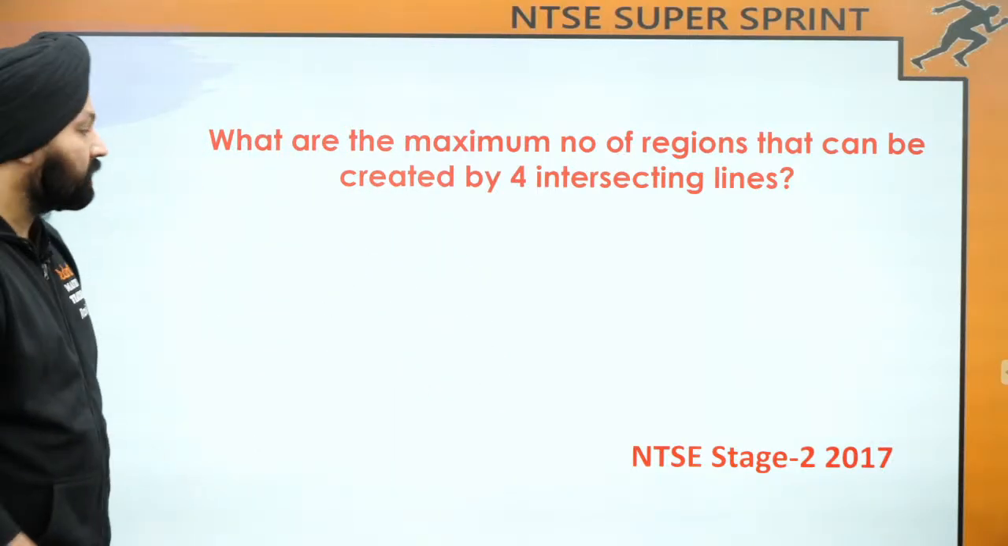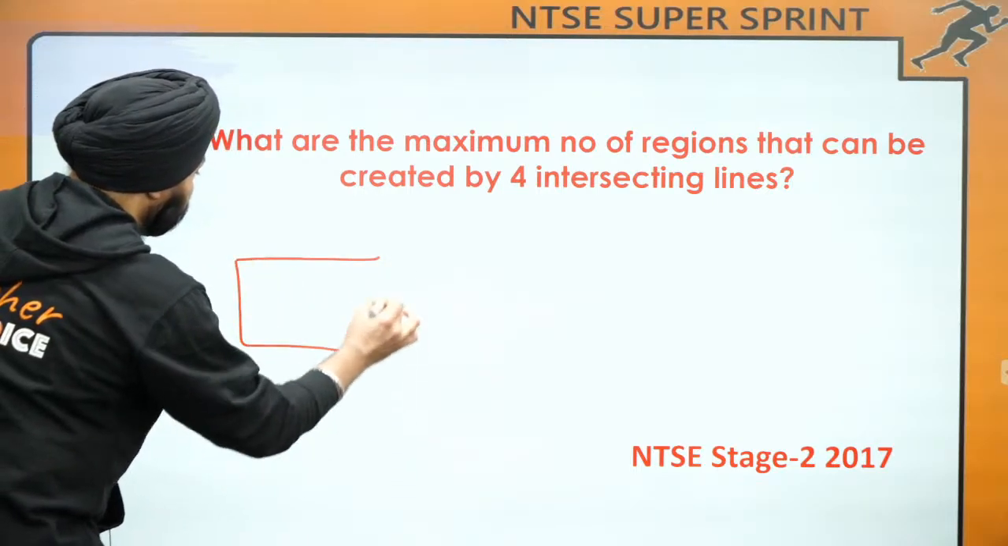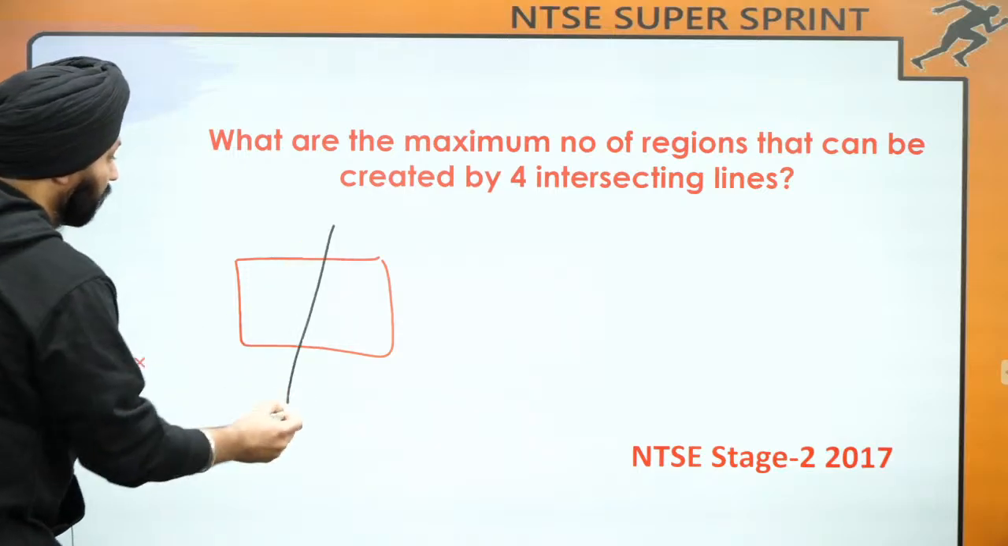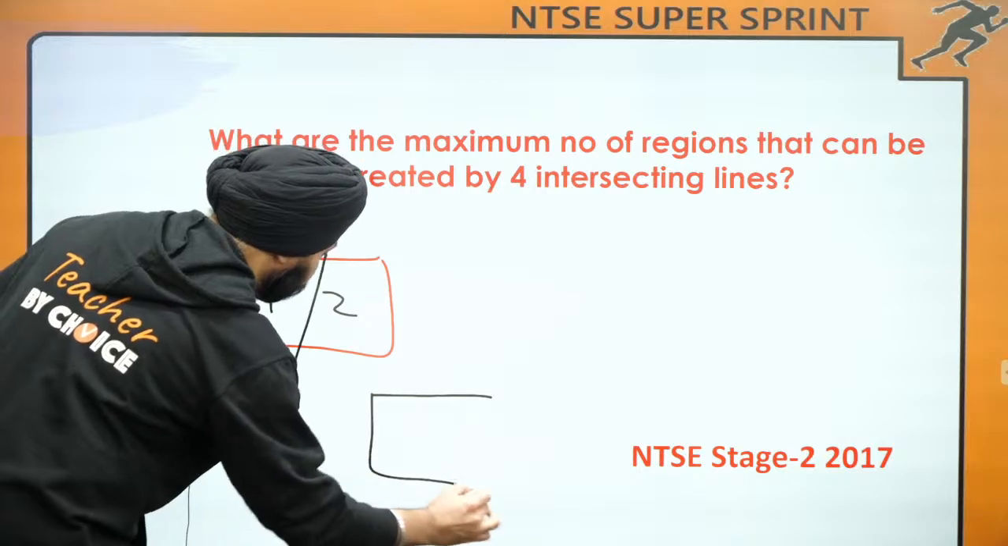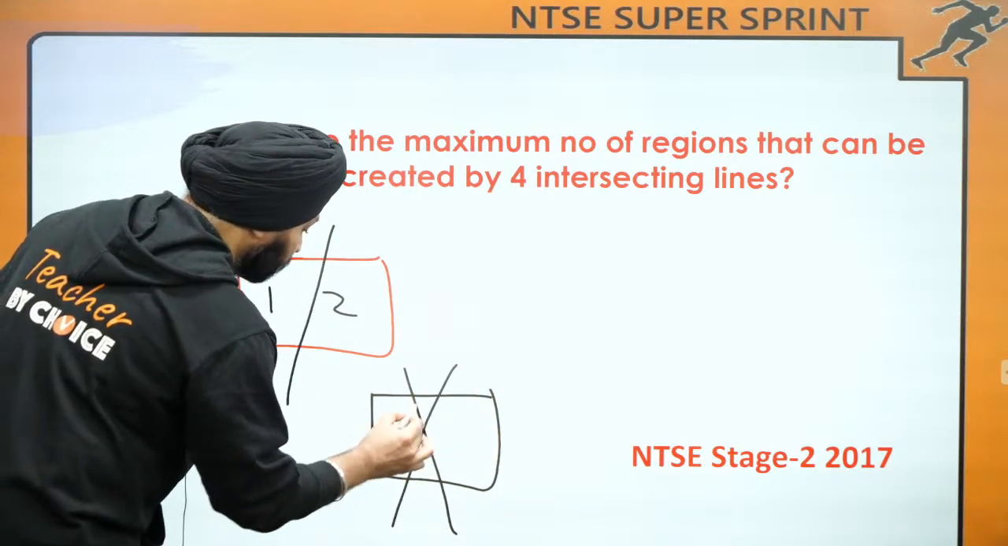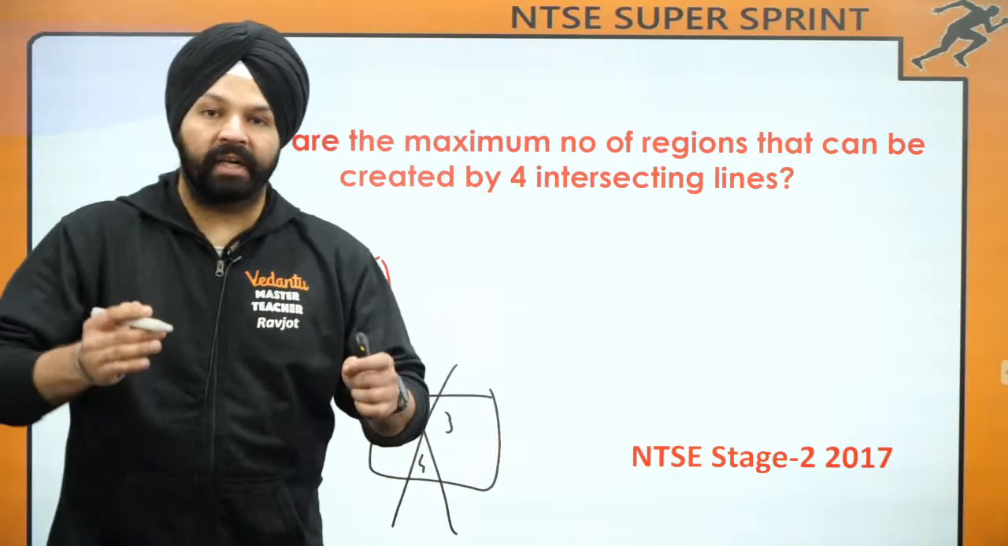Now, what is the question? The question says maximum कितने region बनेंगे? For example, you are drawing one line. How many regions are there? 2. You are drawing 2 lines. How many regions are there? Maximum, how many regions are there? 4. But he says 4 intersecting lines.